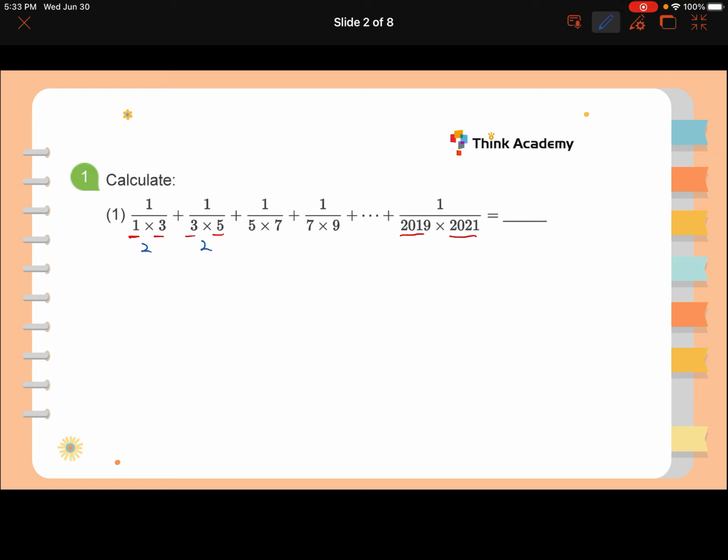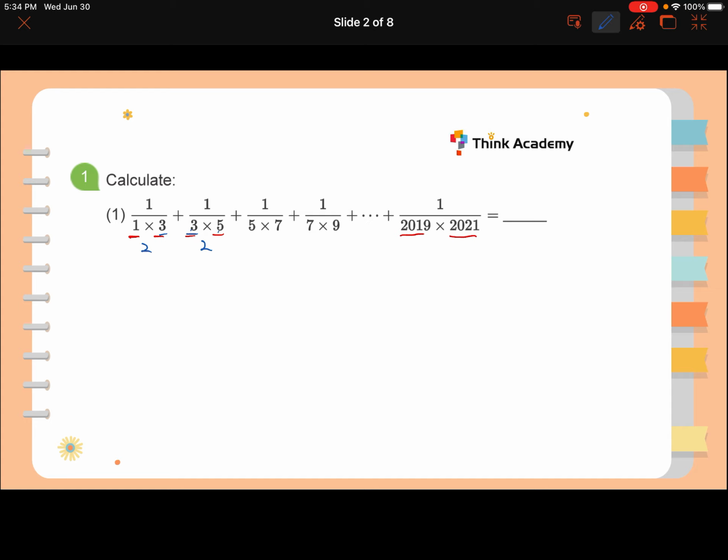And the numbers are consecutive. So we have 1 and 3 in the first term, and we have 3 and 5 in the second term. And we see that the 3's are the same. So the numbers are consecutive. Those are the two patterns we have. And how can we use the two patterns to solve this question?